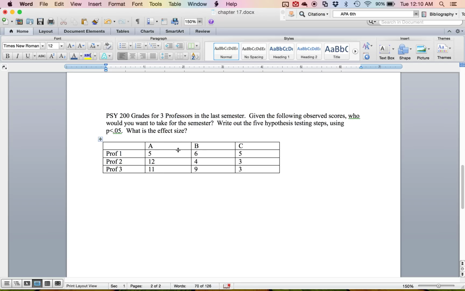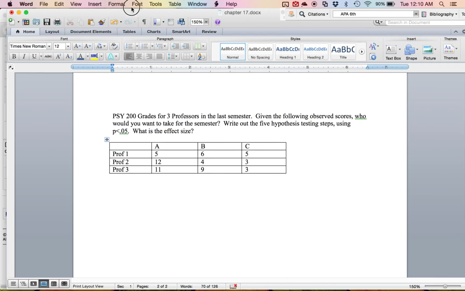You can also think about it going down. So does the pattern of A's for Professor 1, 2, and 3 match the pattern of B's for Professor 1, 2, and 3? If the patterns match, the null hypothesis would be supported, saying that they're all approximately the same pattern. If the patterns don't match what you would expect, you would reject the null hypothesis and say that there are different patterns for each professor.